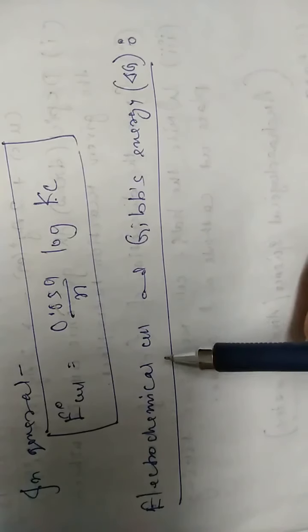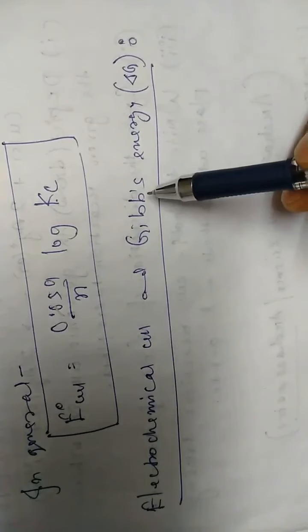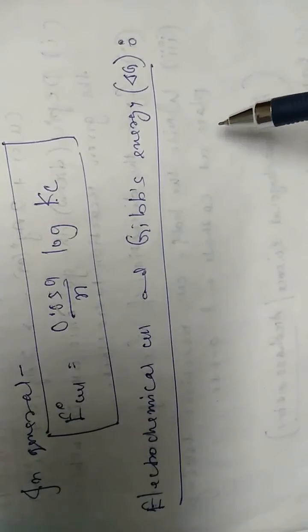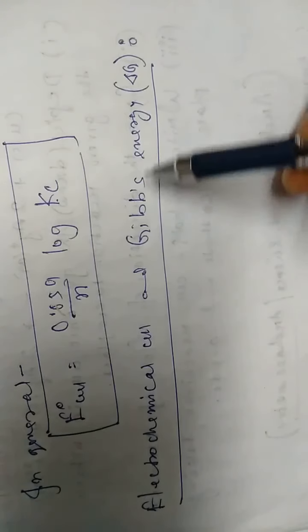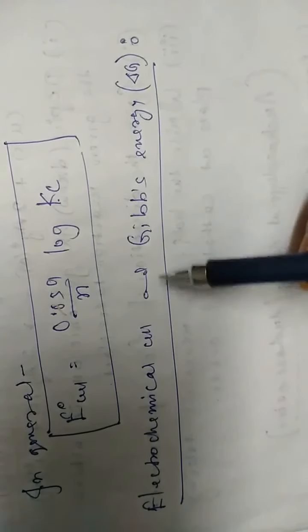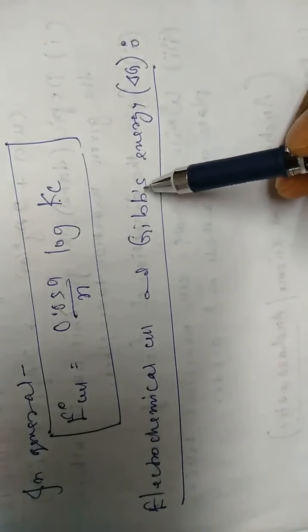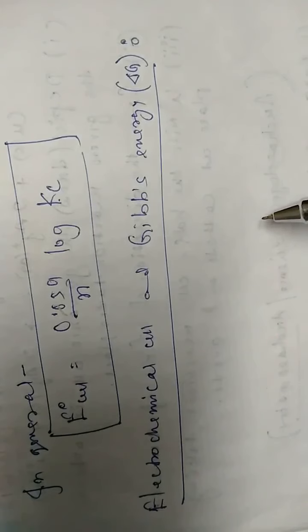एक electrochemical cell में Gibbs energy कैसे इलेक्ट्रिकल एनर्जी में कन्वर्ट होता है? बाय डूइंग डेफिनिट अमाउंट ऑफ वर्क. डेफिनिट अमाउंट ऑफ वर्क डन करके इलेक्ट्रोकेमिकल सेल गिब्स एनर्जी को इलेक्ट्रिकल एनर्जी में कन्वर्ट करता है.